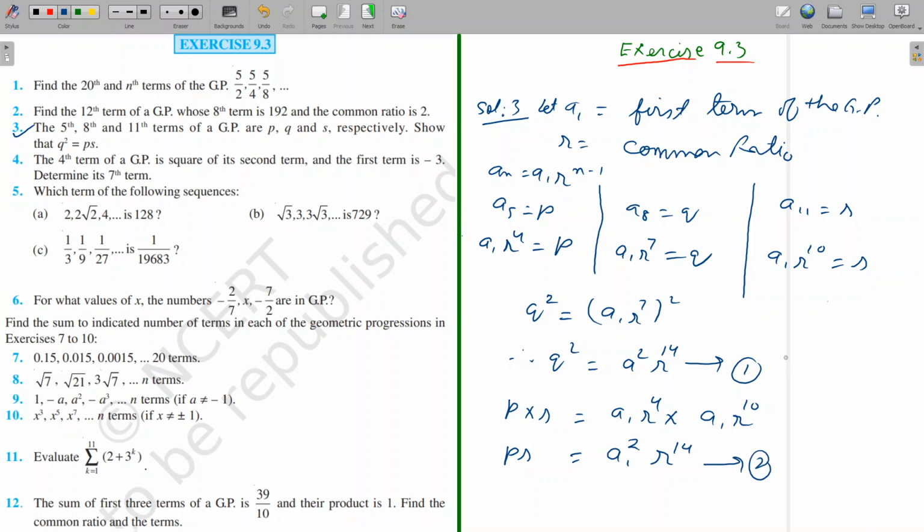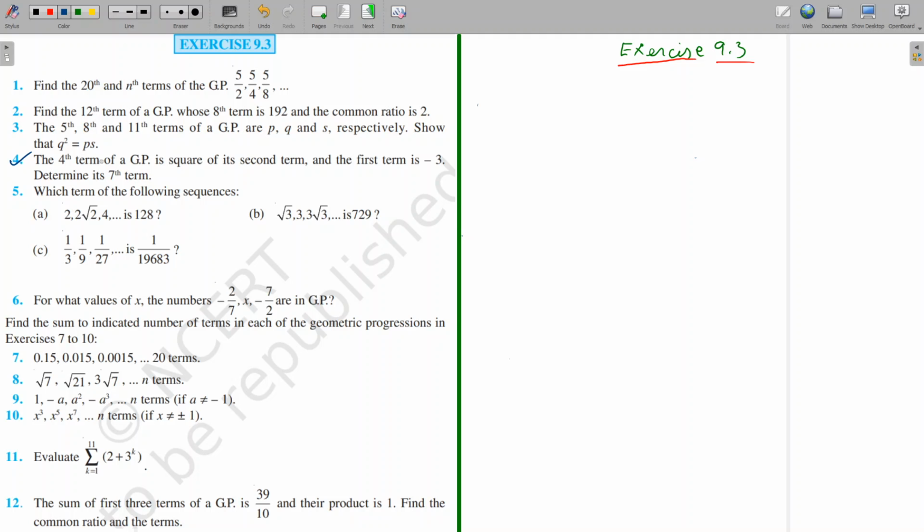So if we compare 1 and 2, therefore from 1 and 2, what we can say is that both are having the same values. So we can say that Q square is equal to PS, and that is what we have to prove here, Q square equal to PS. So this question number 3 is complete.